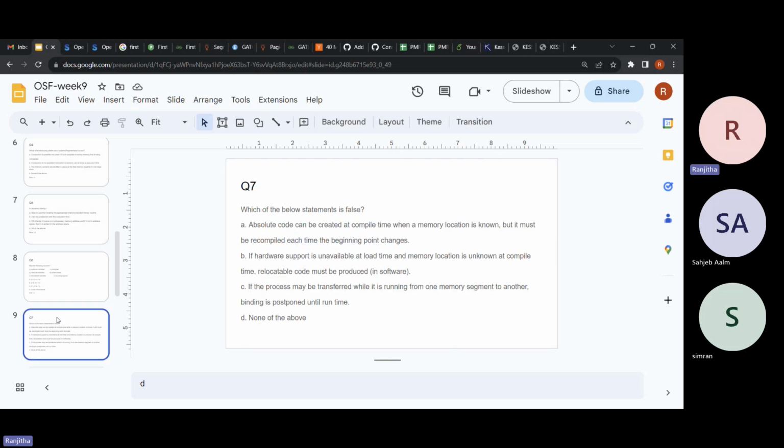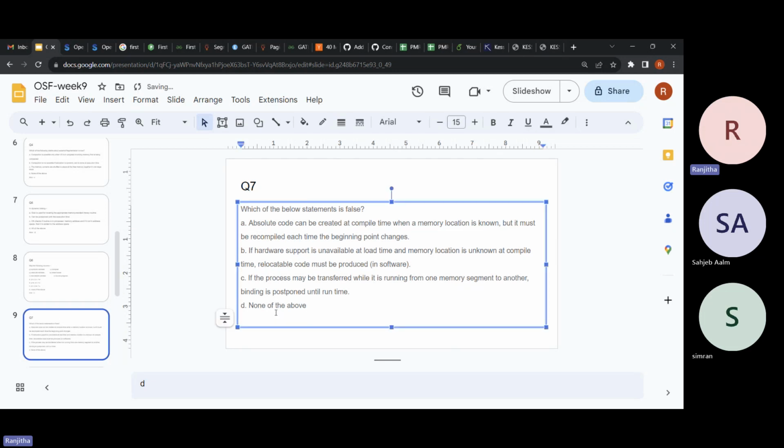Next, if the process may be transferred while it is running from one memory segment to another, binding is postponed until runtime. Yes, that is also true. So here none of the statements are false. So the answer here is none of the above.